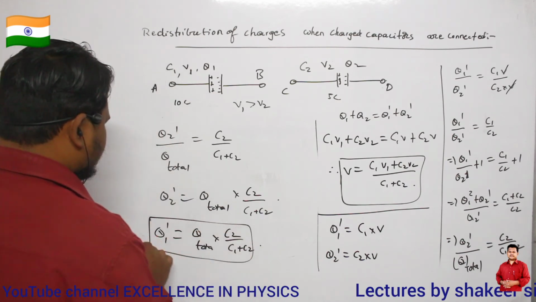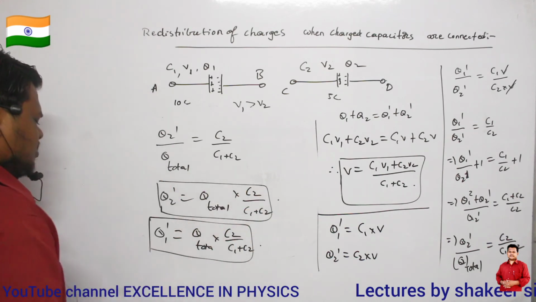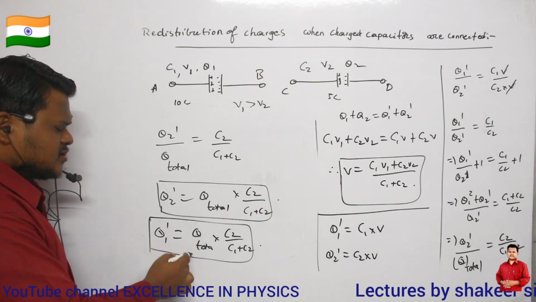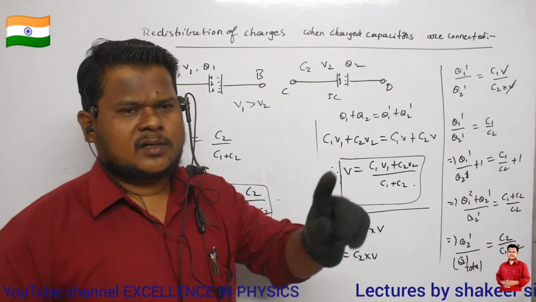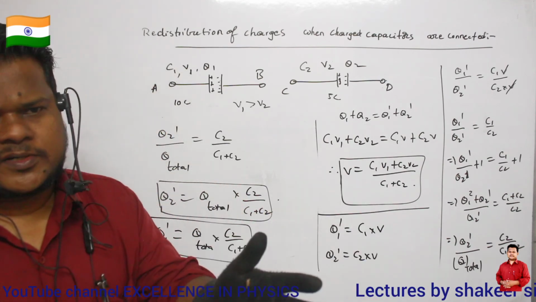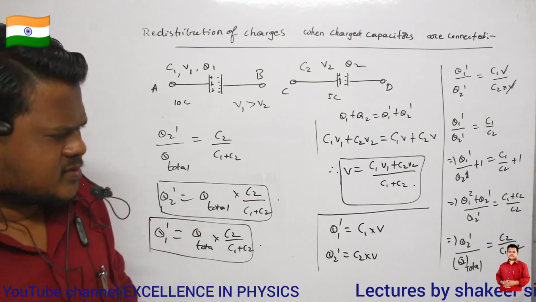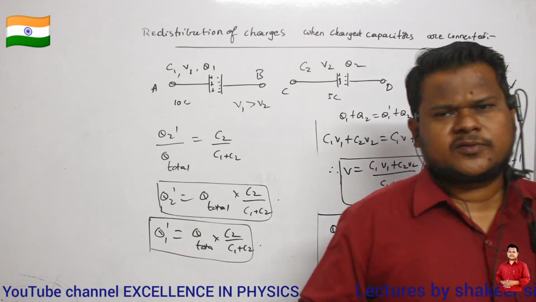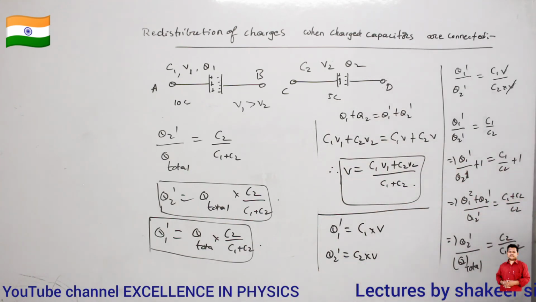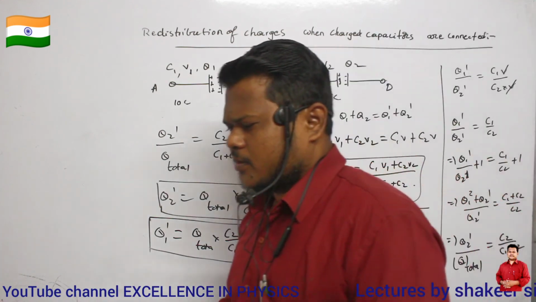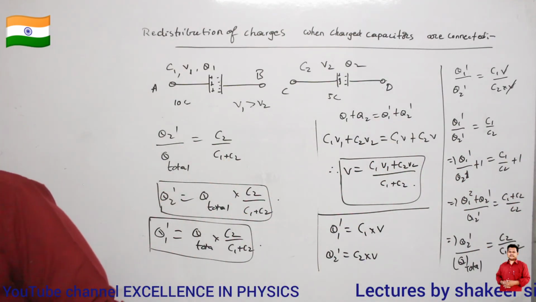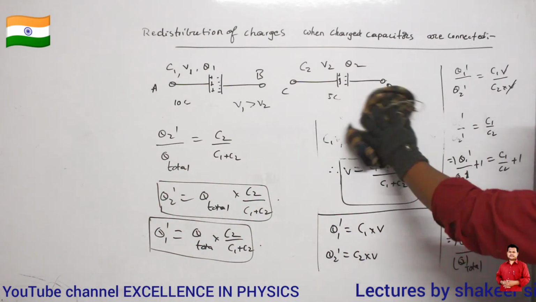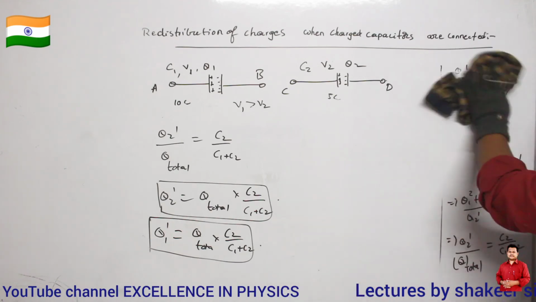So this is how I can calculate the final charge on the first plate and the final charge on the second plate, where Q total is the total amount of charge present on the positive plates of both capacitors. Or you can take the negative plates also, but either of them you have to take. If you are taking the positive plate of the first capacitor, then you should take the positive plate of the second capacitor also. Don't forget that point. Total charge is the total charge present on the first plates of both capacitors.